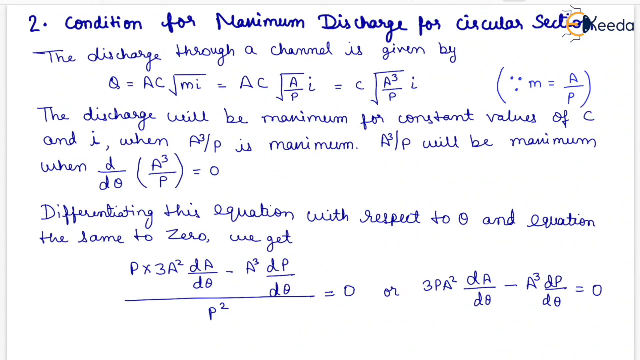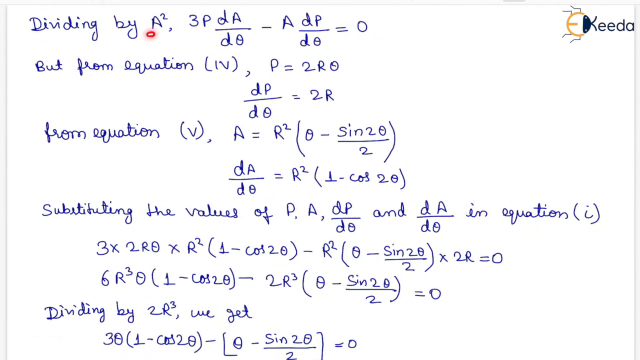equal to 0. Now differentiating this equation with respect to theta and equating the same to 0, we get [P into 3A square dA upon d theta minus A cube dP upon d theta] upon P square will be equal to 0. Now dividing this by A square, we will have 3P into dA upon d theta minus A dP upon d theta will be equal to 0. But from equation 4, we will have P equals 2r theta. Therefore, dP upon d theta will be equal to 2r. From equation 5th, we will have A equals r square (theta minus sin 2 theta by 2). So, on differentiating, dA upon d theta will be r square (1 minus cos 2 theta).